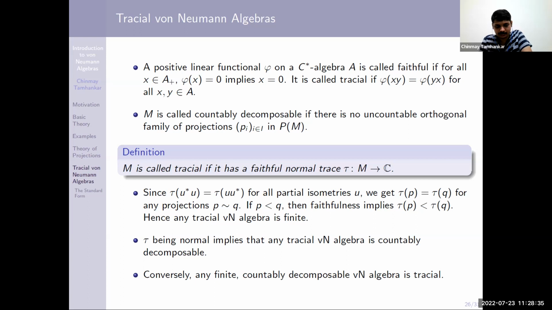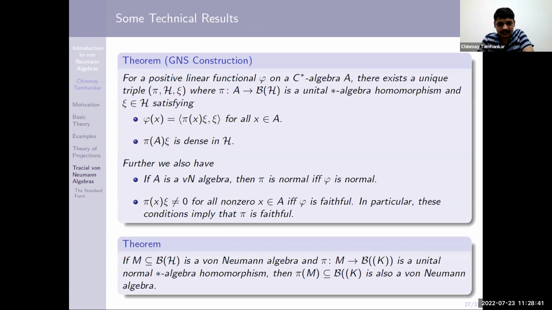Okay, so now let's see what is the nice thing about tracial von Neumann algebras, and for that we'll need to see a couple of technical results. So the first result is about C-star algebras, and it's called the GNS construction. It says that if phi is a positive linear functional on A, then we get a unique triple: a Hilbert space H, a representation pi from A to B of H, and a vector xi in H which satisfies these two properties.